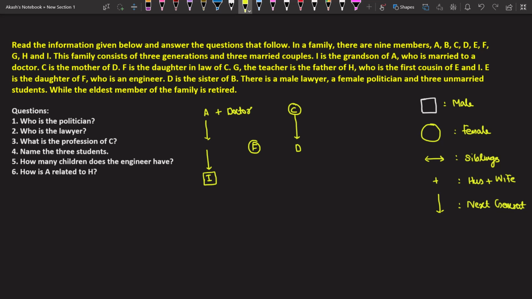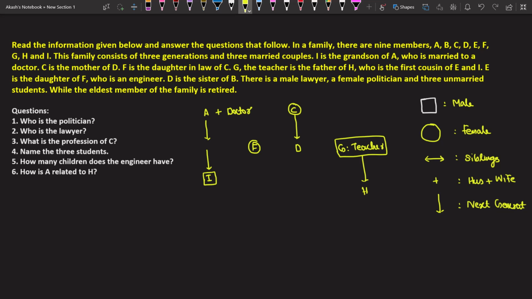Next, G is a teacher and is the father of H. Since G is the father, G will be a male. H is the first cousin of E and I. That means H will be the first cousin of E and I.